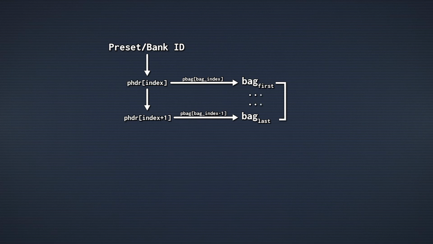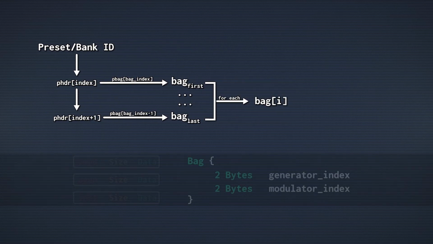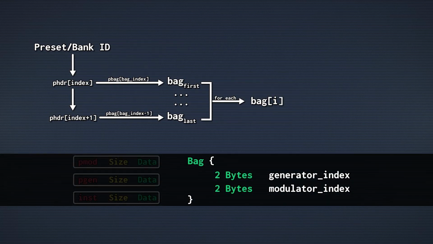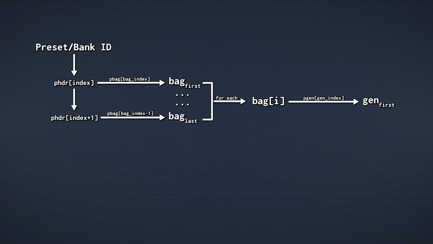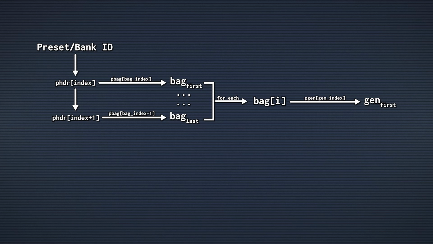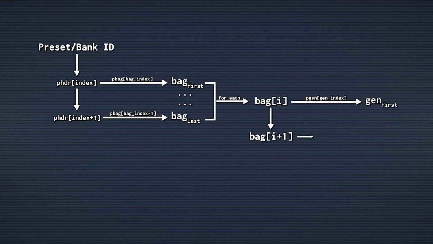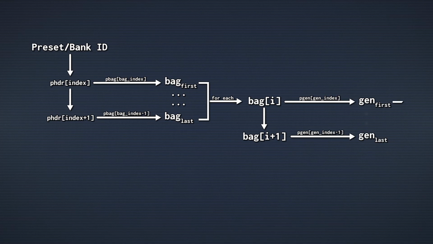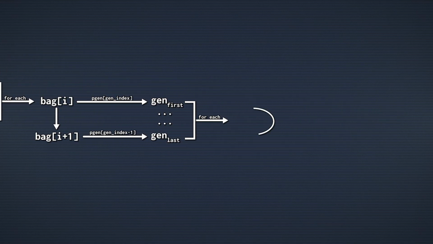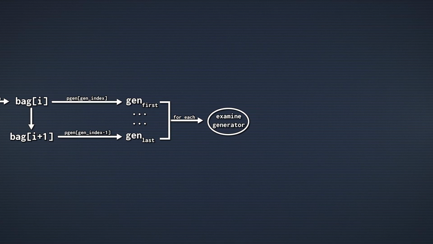Then we loop through these bags. For every bag, we can now check the generator index to find the first generator of this bag in the pgen chunk. Again, it's only the first. Just like before, we need to now look at the next bag, find its generator index, and use that to determine where the last generator is located. Once we know where the first and last generators are located, we iterate through those as well. And finally, we get to examine each generator.